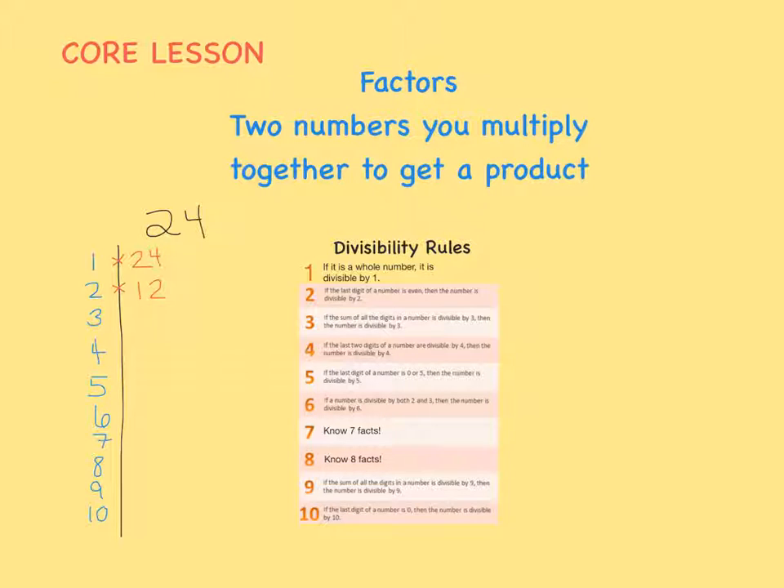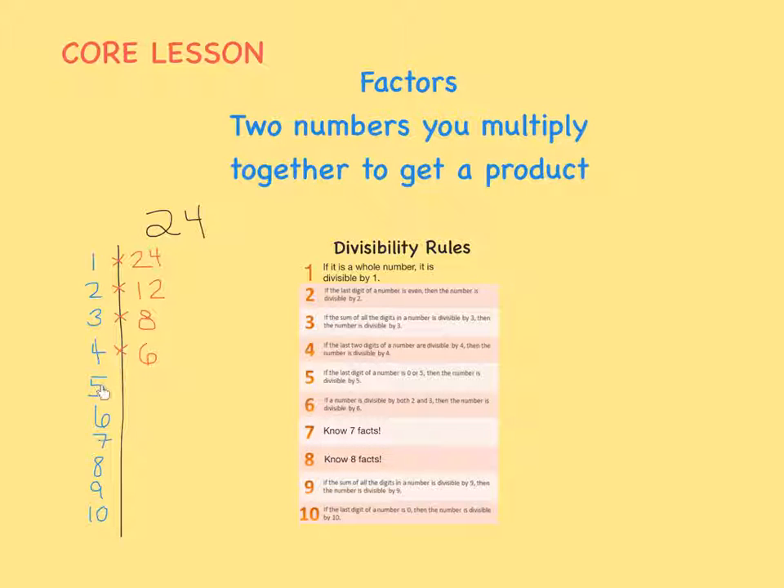In order for 24 to be divisible by 3, we know that the sum of all digits must also be divisible by 3. Well, 2 plus 4 equals 6, and 6 is divisible by 3, so we know 24 is also divisible by 3. 3 times 8 equals 24. Can we multiply 4 by anything to get to 24? Yes. 4 times 6 equals 24.